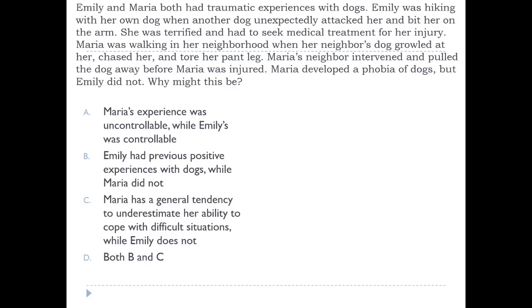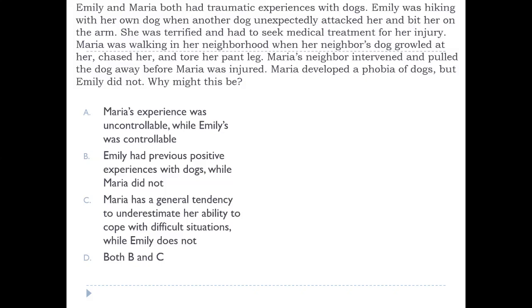On the other hand, Maria was walking in her neighborhood when her neighbor's dog growled at her, chased her, and tore her pant leg. Maria's neighbor intervened and pulled the dog away before Maria was injured, so she was not injured the same way Emily was. However, Maria ended up developing a phobia of dogs, but Emily, the person who was actually injured, did not. Now, what are some potential reasons that could explain this?